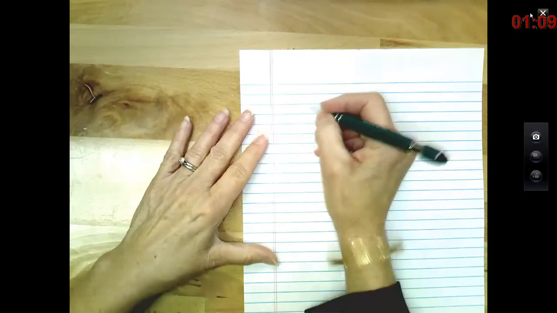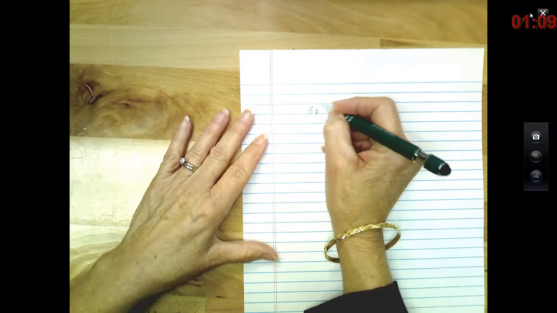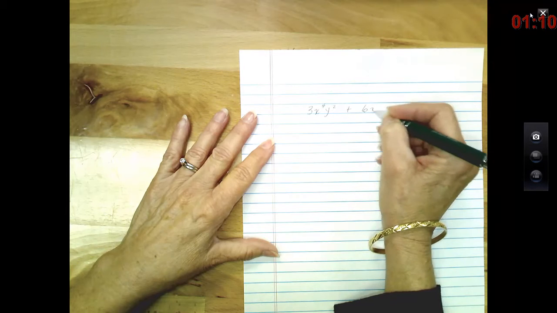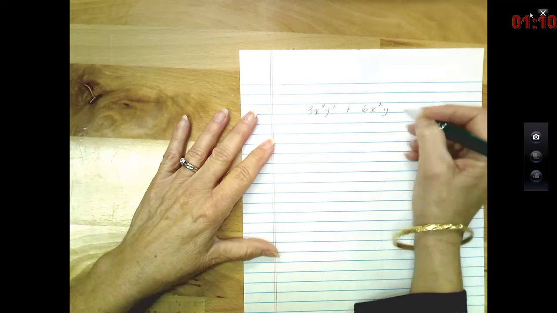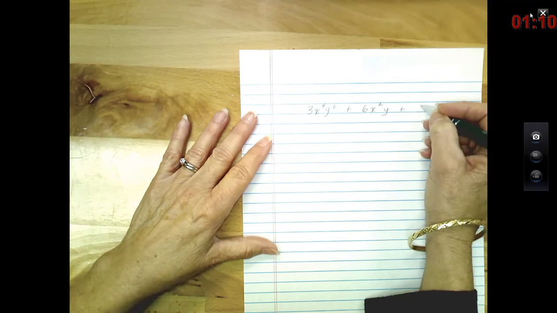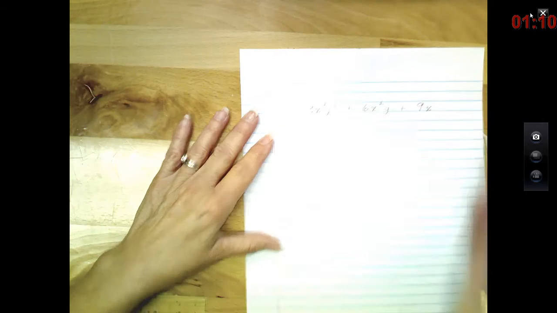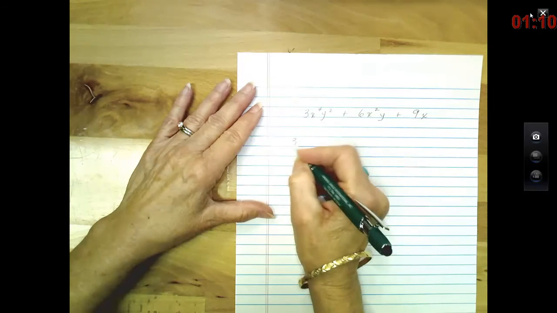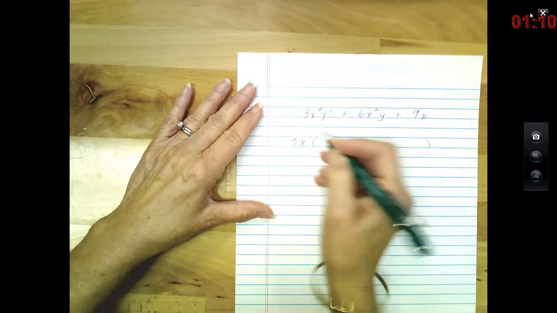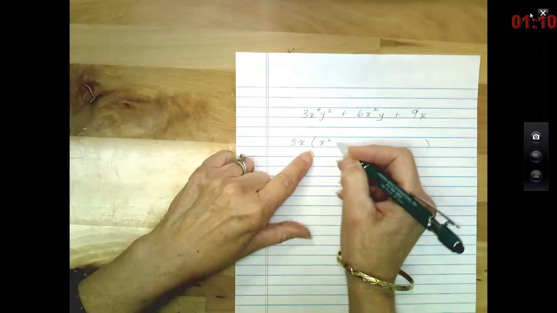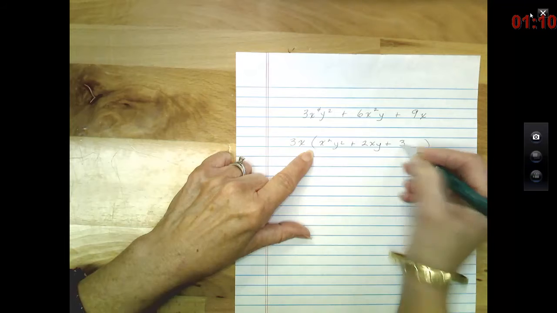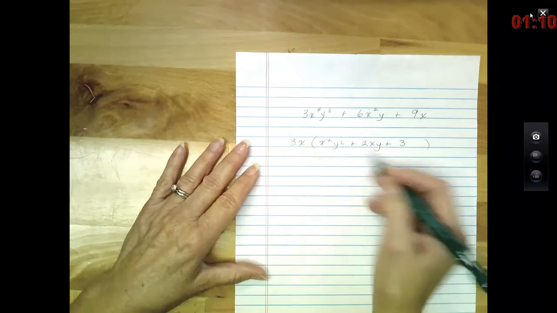He would have things like 3x to the 4th y squared plus 6x squared y plus 9x, something like that, and it would say factor it. So you would have to bring out 3x and then divide 3x into that. Then you would have to factor that.